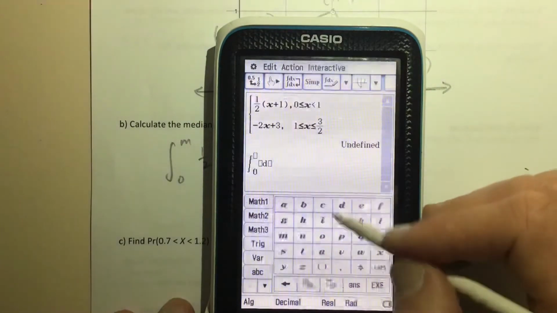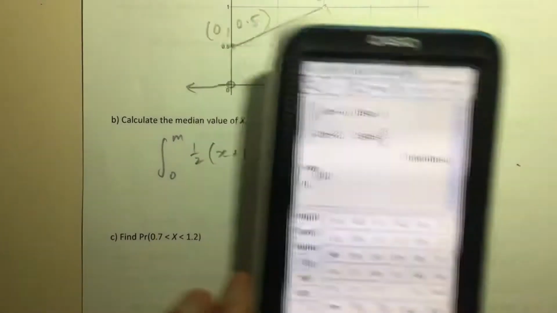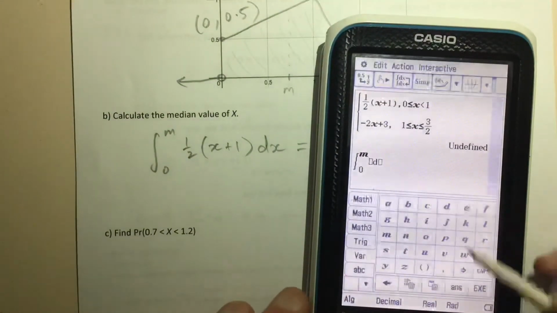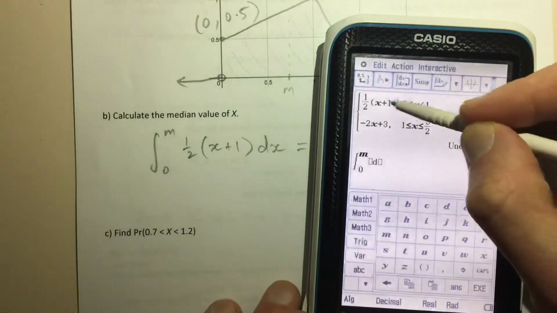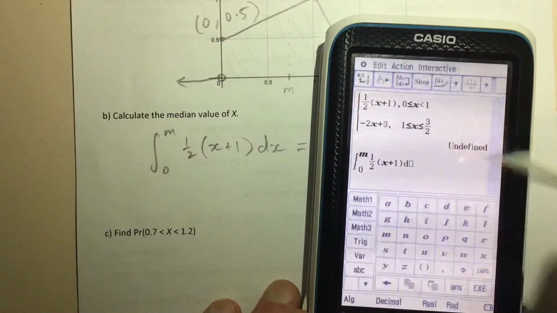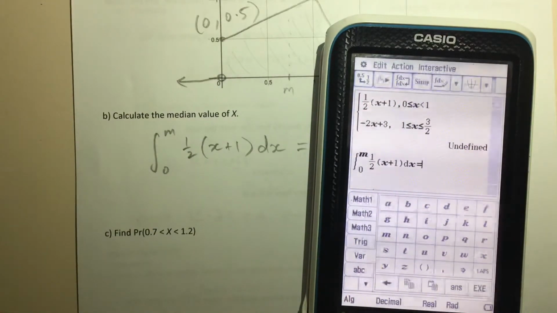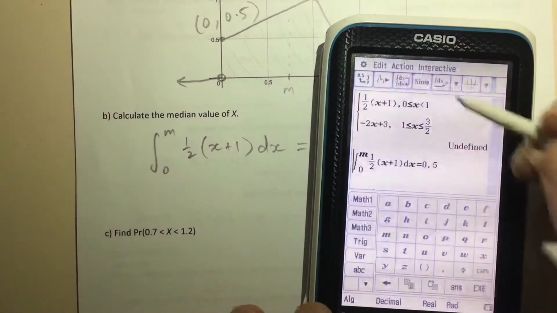So 0 to m of the function, actually, I'm going to highlight that and drag it down. With respect to x, we want to set that integral equal to 0.5 and solve it for m.